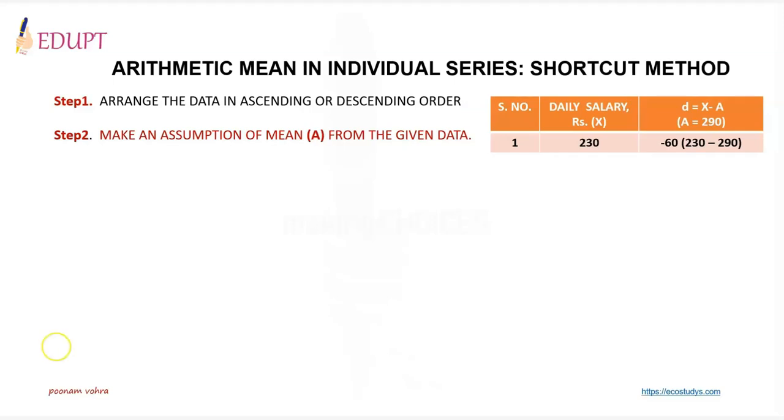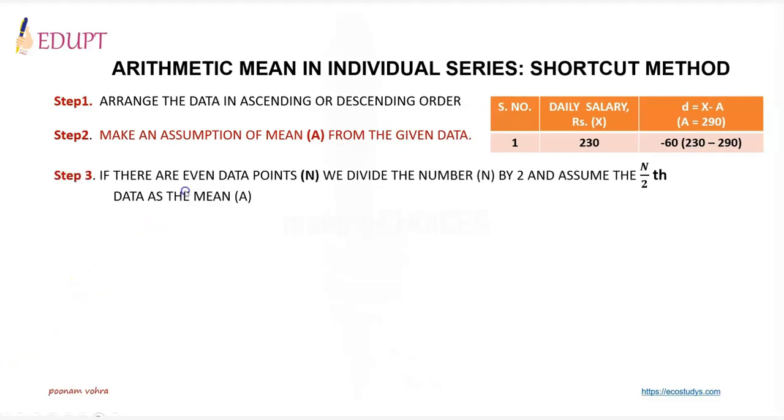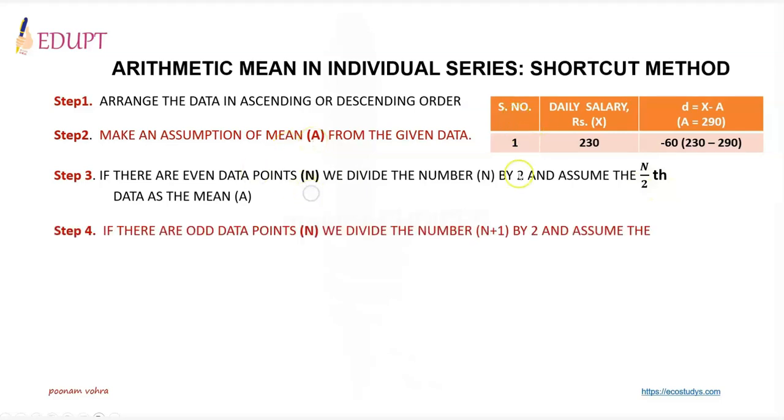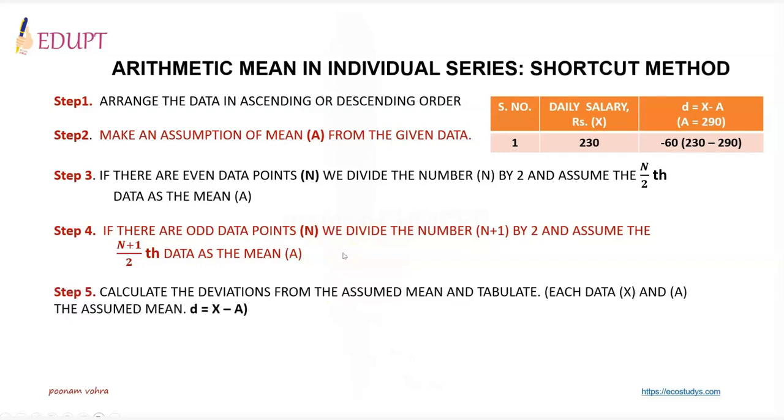And there are two ways of assuming mean. One is that if the serial number is even in number, for example, there are 10 serial numbers given, then we shall use the method n by 2 to find assumed mean. But if the serial number is 11, for example, then we shall use n plus 1 by 2 to find the assumed mean.